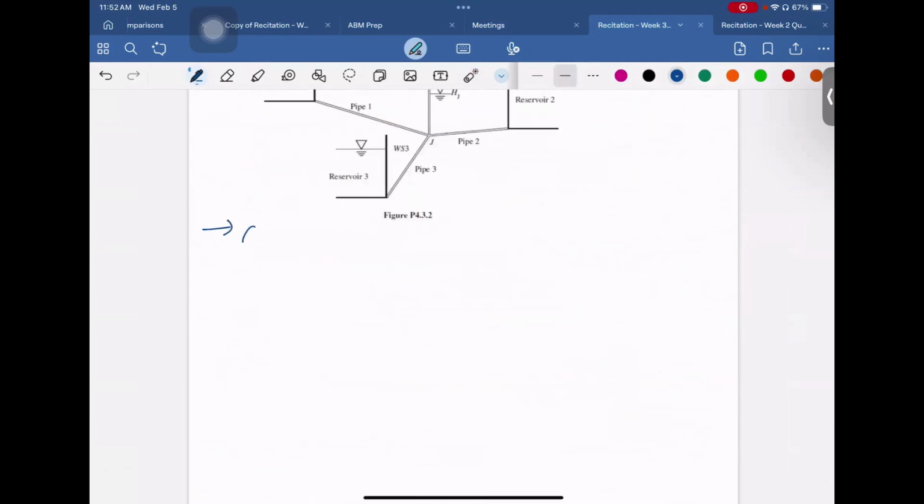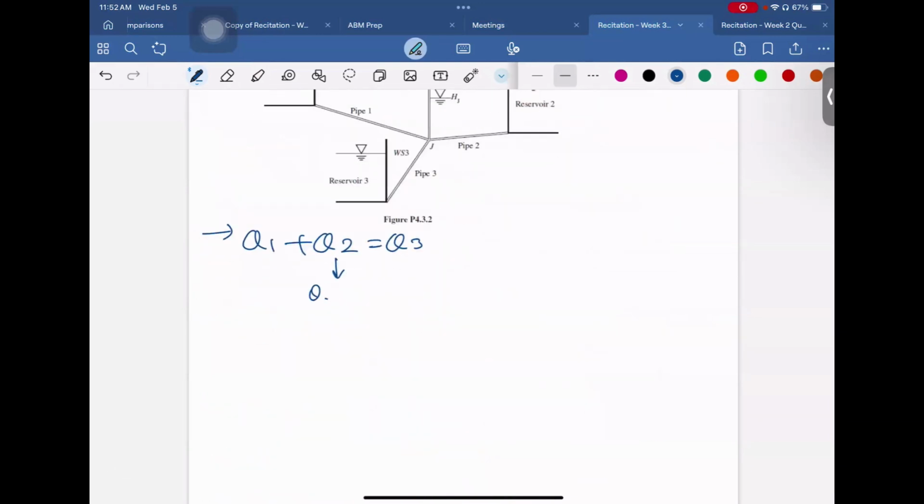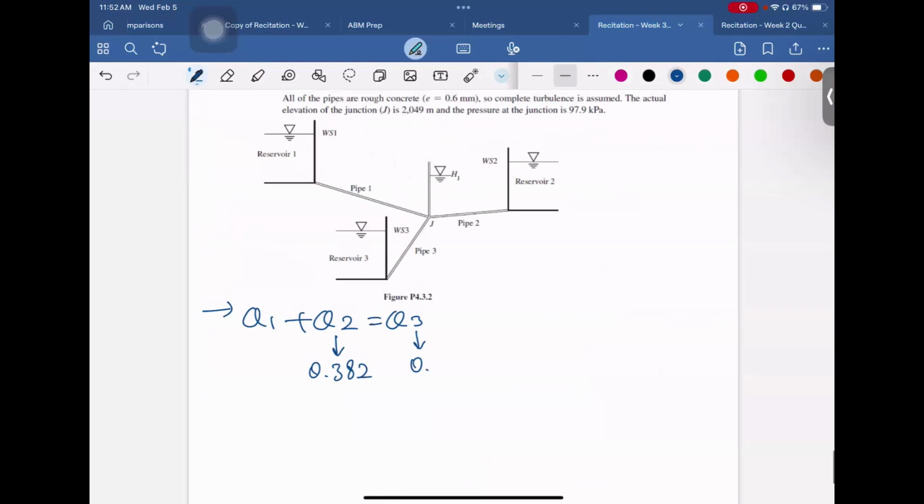So let me write that again. And Q2 was 0.382, and Q3 is 0.542. And from here, Q1 is 0.16 cubic meter per second.